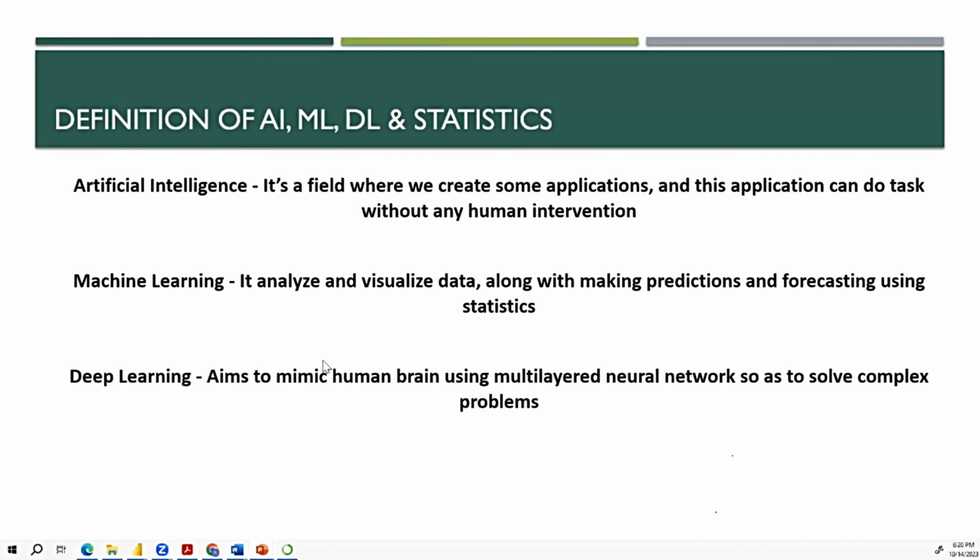Next is deep learning. Deep learning actually imitates the human brain. Like in our human brain, there is a huge network of neurons, a multi-layered neural network. In the same way, in deep learning also, there is a multi-layered neural network.